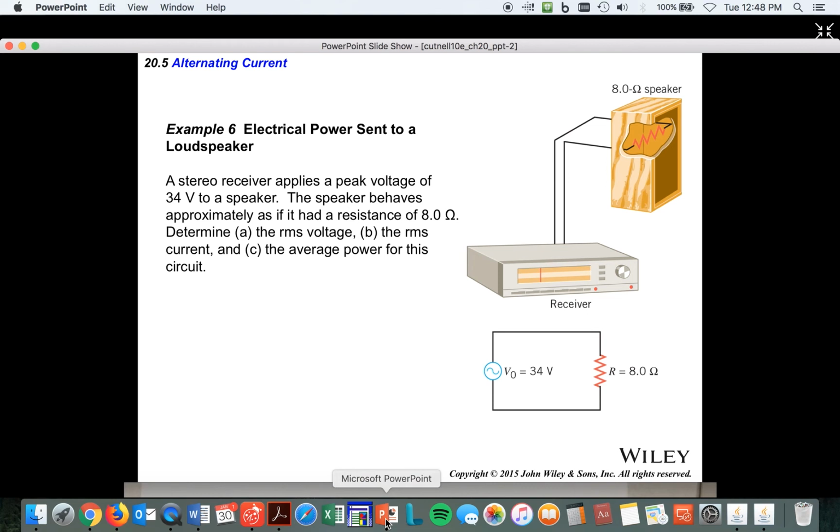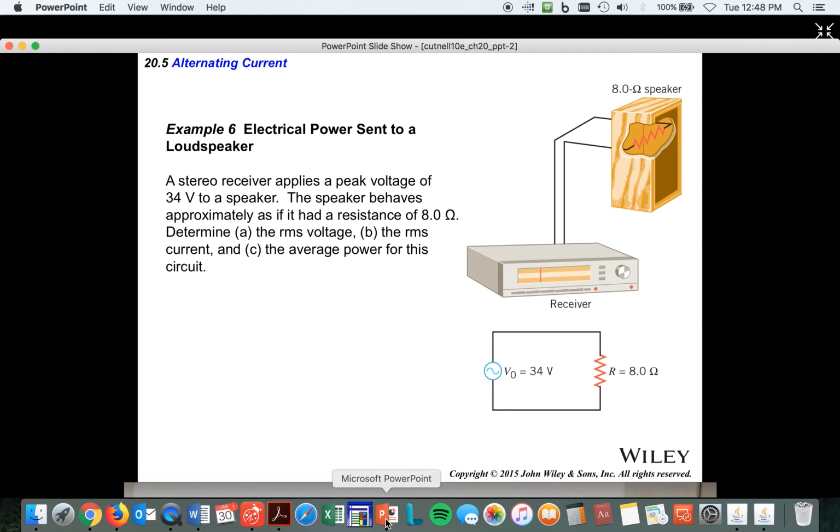Okay, so let's take a look at this problem. It says a stereo receiver applies a peak voltage of 34 volts. The speaker behaves approximately as if it had a resistance of 8 ohms. So R is equal to 8 ohms. Determine the RMS voltage, the IRMS current, and the average power for this circuit.